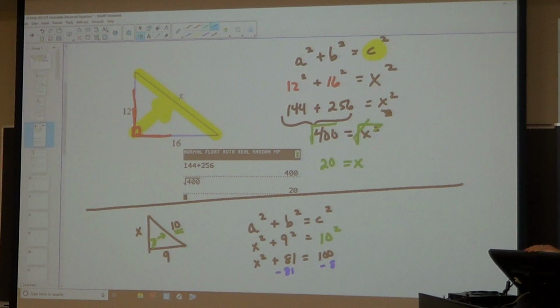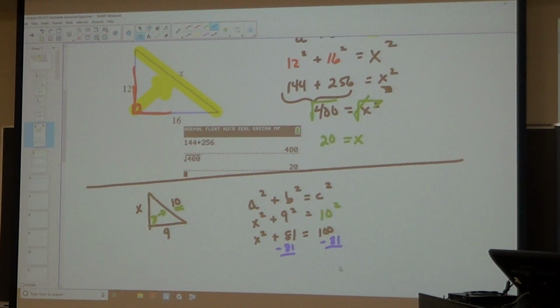Remember something: see how here x is diagonal from the right angle. Here x is not diagonal from the right angle. And here x was already by itself, so I added those two. Here x is all up in the Kool-Aid. You've got to get the 81 over there, so you have to subtract.